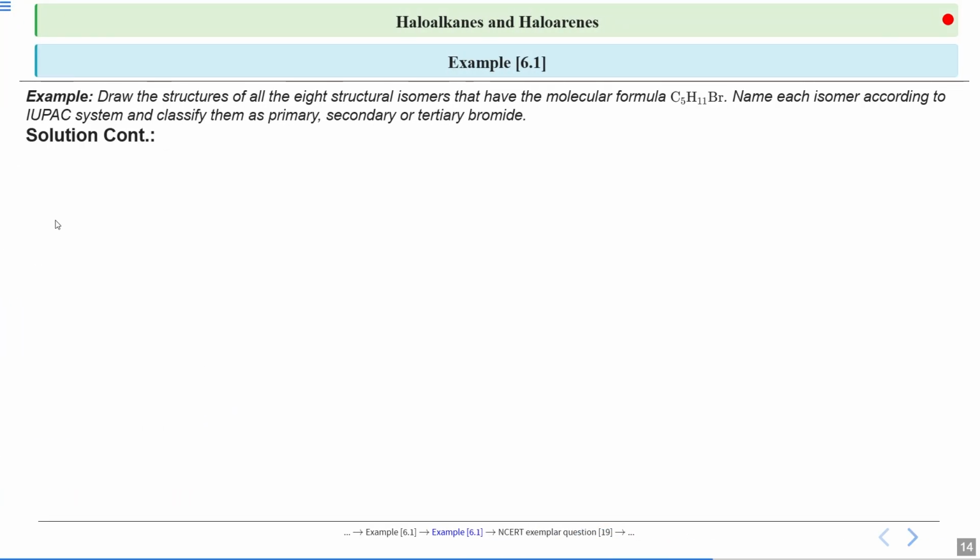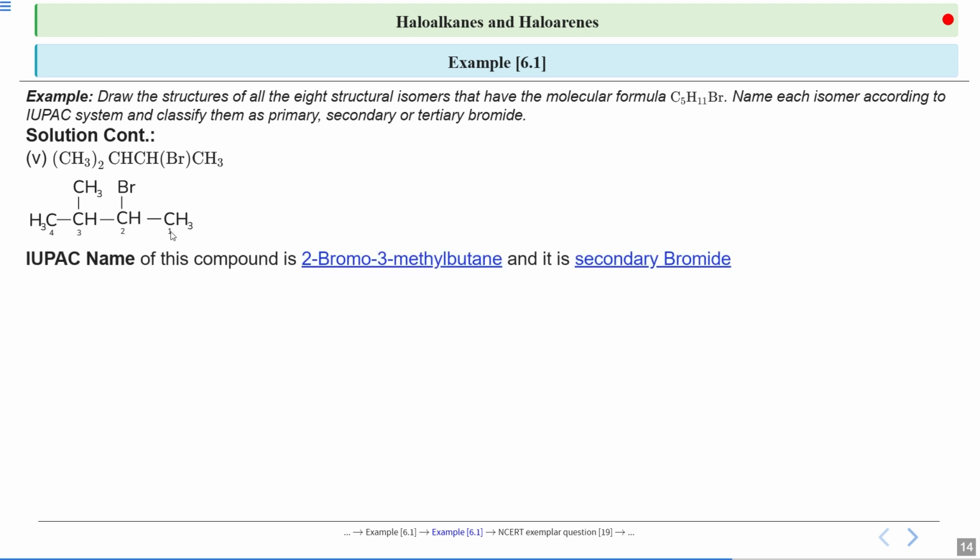Now let's see the fifth isomer, (CH3)2CH-CHBr-CH3. The structure is CH3, CH(CH3), CHBr, CH3. So the numbering is done, right? At the second carbon, the lowest possible carbon, we have bromine, and at our third carbon we have methyl as a substituent. So the IUPAC name of this compound is 2-bromo-3-methylbutane. At second carbon bromine, at third carbon methyl.